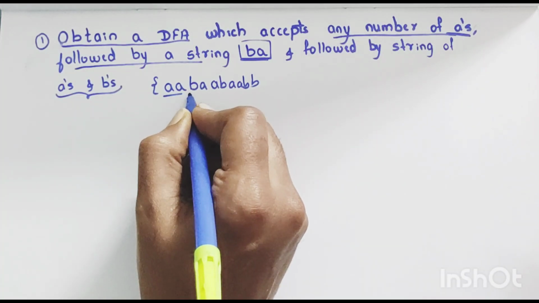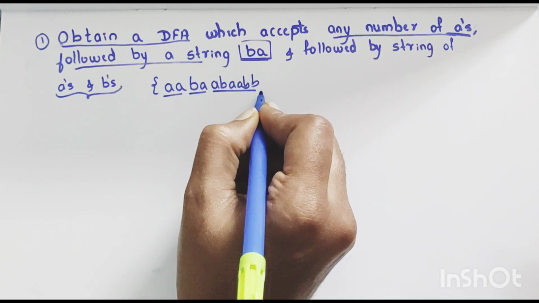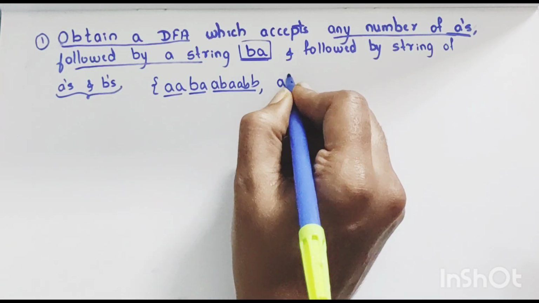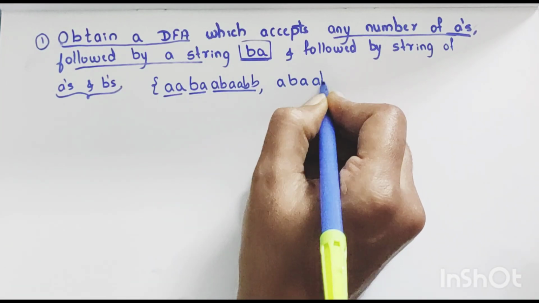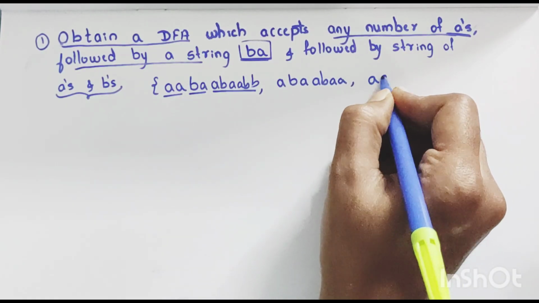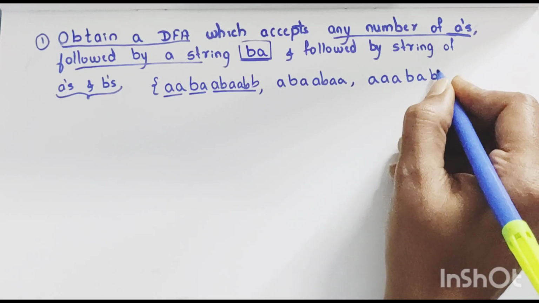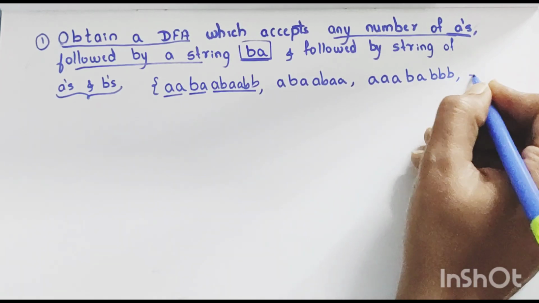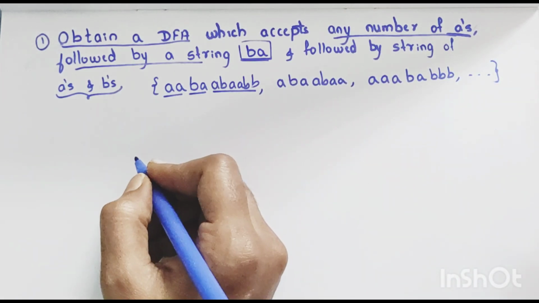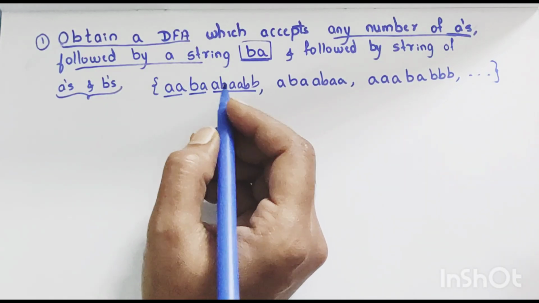So any number of A's followed by BA, then any number of A's and B's. So the possible strings might be like this also, or else A, then BA, then B can also be accepted. So how to design the DFA for this particular given criteria?